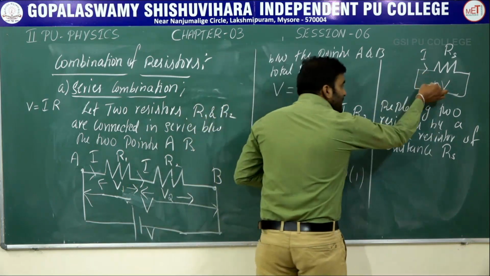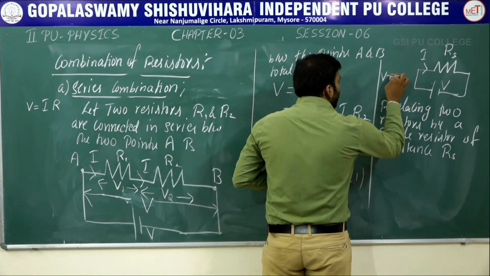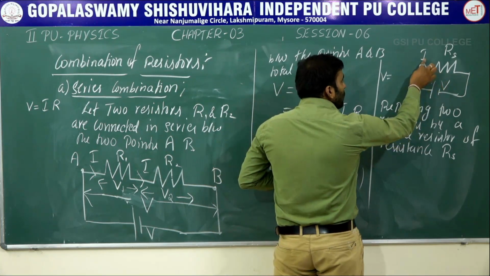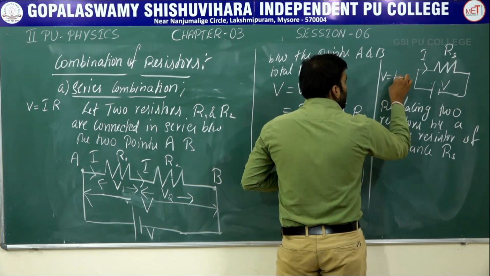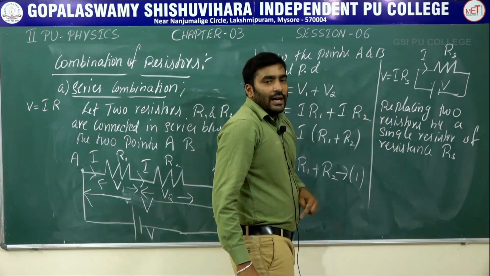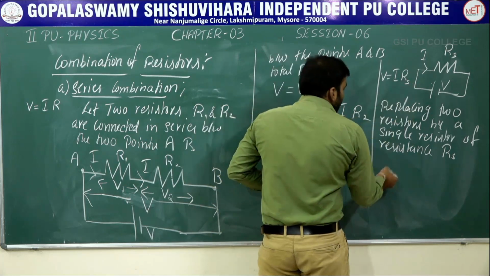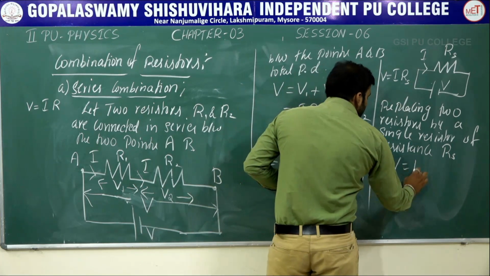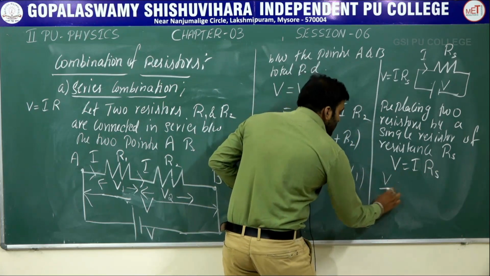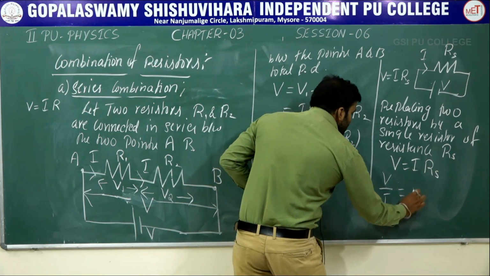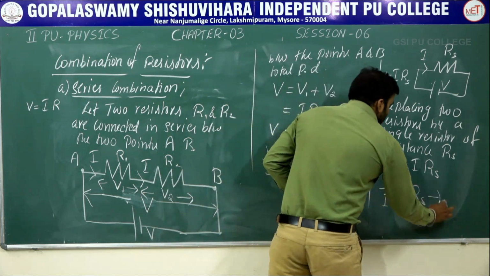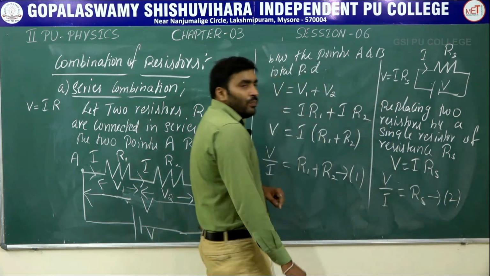So for this resistor, if I write the equation for voltage, the potential difference V is equal to I into RS. So I will write the equation again: V is equal to I into RS. Let us take this I to the denominator. So we get V by I is equal to RS. Call this equation number 2.